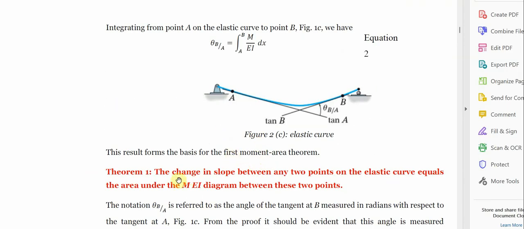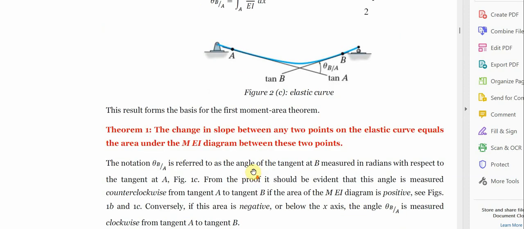Now, theorem 1 of the moment area method says that the change in slope between two points on the elastic curve equals the area under the M over EI diagram between these two points. The notation theta B over A refers to the angle of the tangent at B, measured in radians with respect to the tangent at A. So when we see this sign, you know it's talking about the angle of tangent B measured in radians with respect to tangent A.